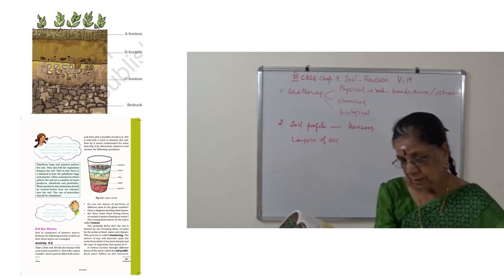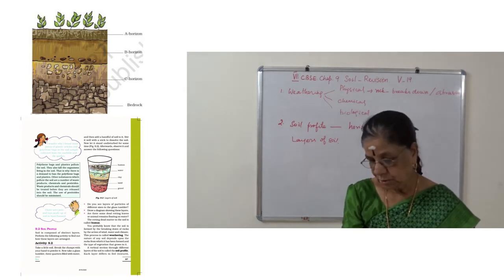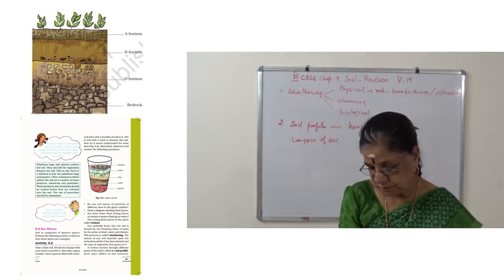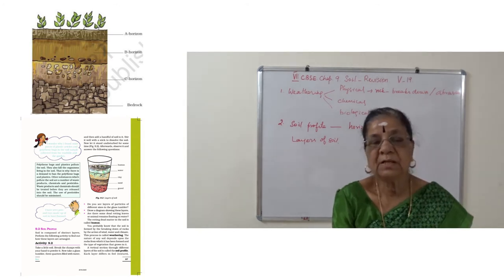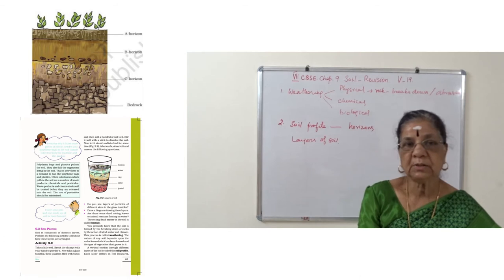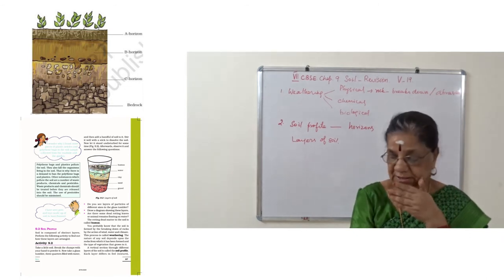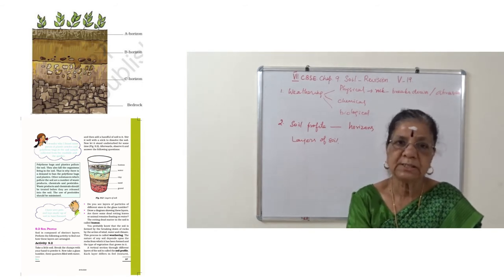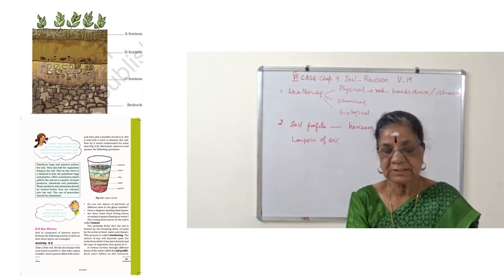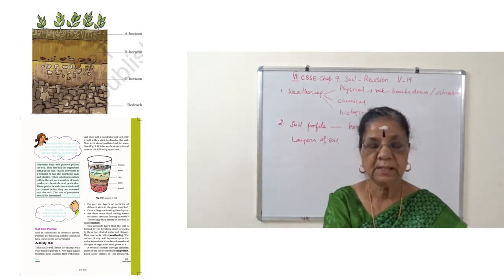Clear? Now the O horizon is made up of dead and decomposed plants and animals. It is usually a thin layer and is dark in color, not brown or reddish brown. The A horizon or topsoil lies just below the O horizon and contains fine soil particles and a large amount of humus. There are many small microorganisms in this horizon. The B horizon or subsoil is the layer below the topsoil.